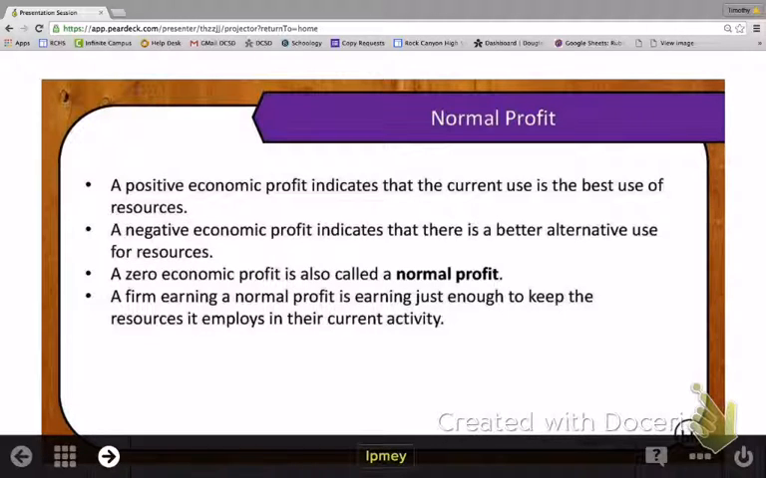Now, this doesn't mean that you have a 0 accounting profit. Your accounting profit may be positive. You may be earning a lot of positive accounting profit. What a normal profit means is that you're breaking even and there's nothing else you could do with your resources to earn more money. So that's a good thing. A normal profit means you're using your resources in the right way.